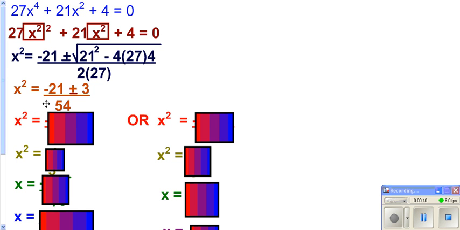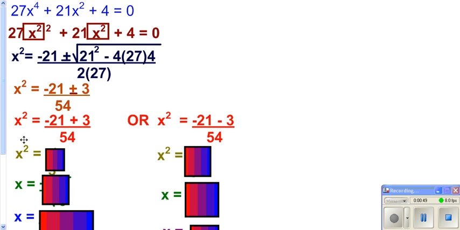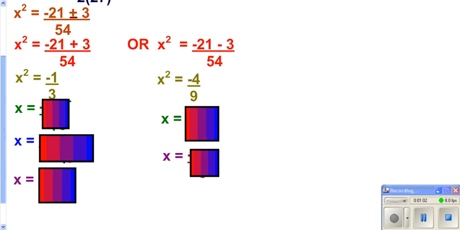So now, since we have no roots, I would write this as two separate problems: negative 21 plus your 3 over your 54, and negative 21 minus your 3. Combine together the tops, simplifying them. And now notice we are once again solving for x squared, but we're trying to get x. So you need to actually go ahead and finish that for these last ones.